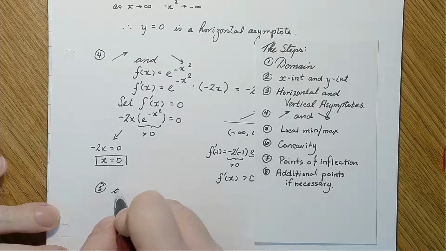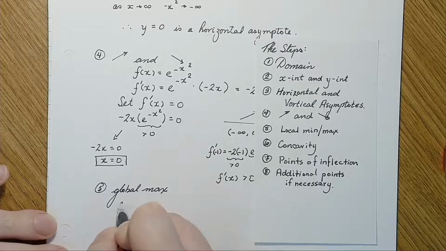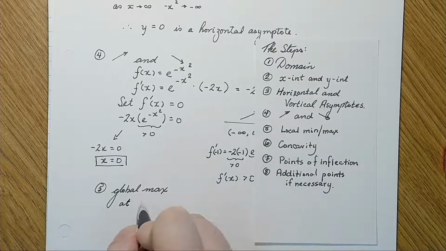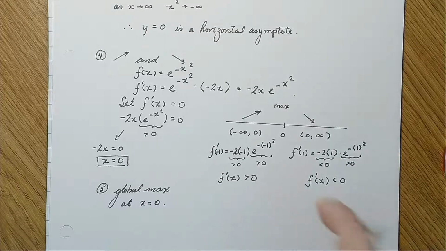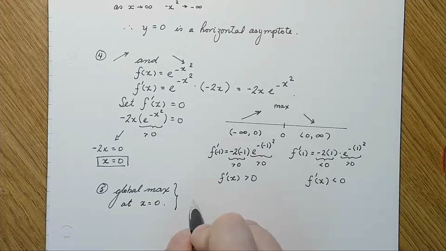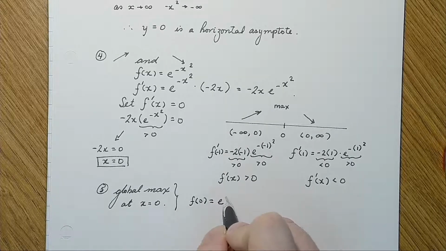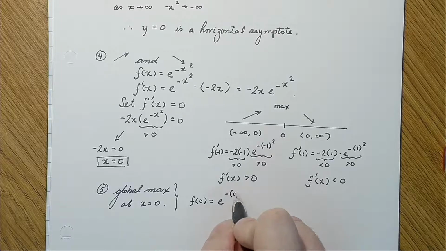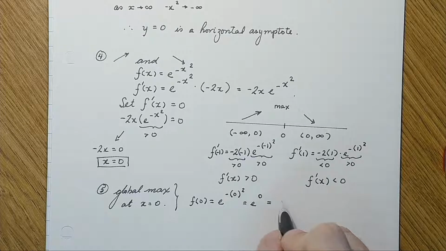So there's a global max at x equals 0. And so what that means, if I plug that in, e to the minus 0 squared is equal to e to the 0, and any base to the 0 is equal to 1. So that's my point.